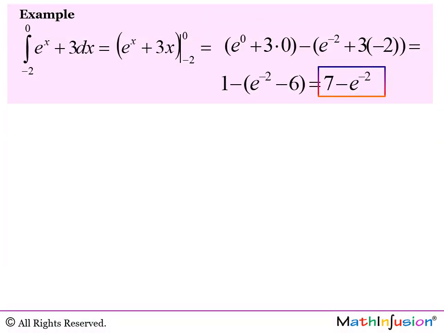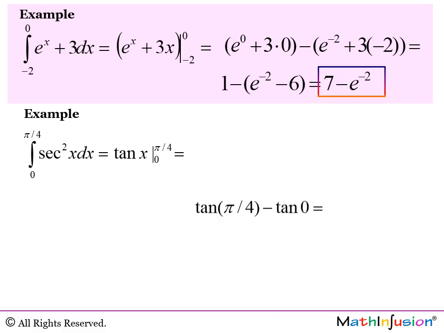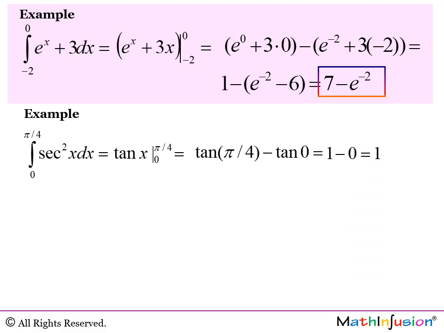Another example. The integral of secant squared x dx between 0 and pi over 4. Here's the antiderivative, and here are the limits. Now we will substitute pi over 4, and we get tangent pi over 4. Then we substitute 0, we get tangent of 0, and we take the difference. Tangent of pi over 4 is 1, and tangent of 0 is 0. And we get 1.